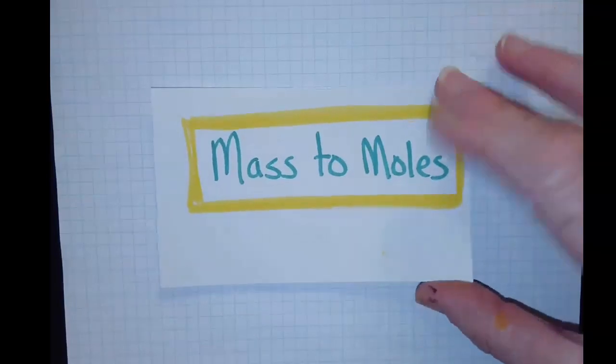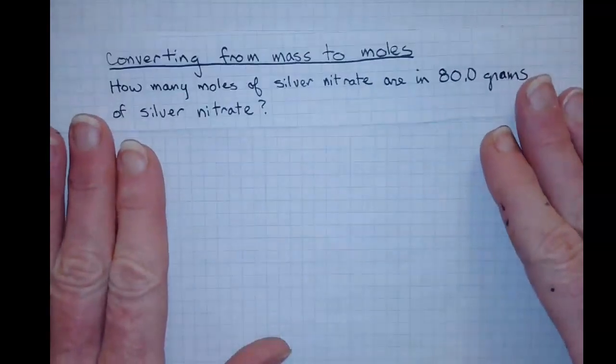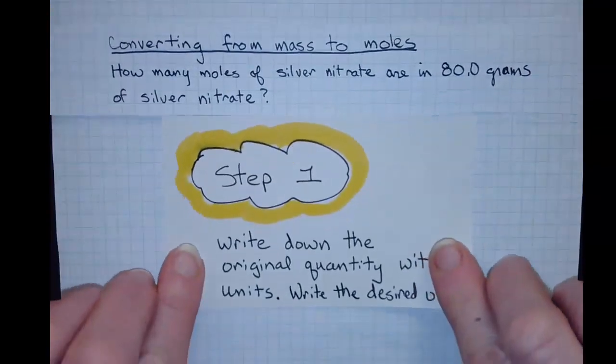Today we are going to learn how to convert mass to moles and moles to mass. So let's look at this problem. How many moles of silver nitrate are in 80.0 grams of silver nitrate?